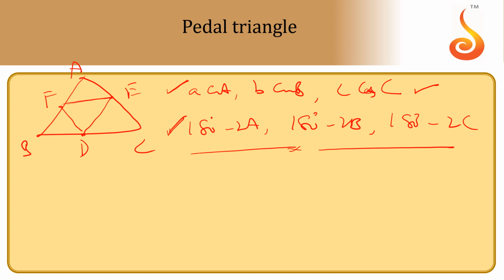When the 6 elements are with you, you can find any other lengths. Suppose you want the circumradius of the pedal triangle: you can use the sine rule for the pedal triangle to obtain it. So any other thing you can calculate if you remember these 6 elements.